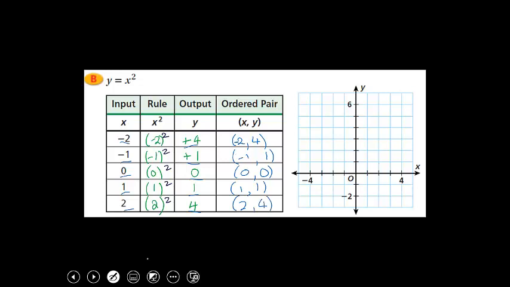Okay, let's graph it. Now, I made an error. This is actually negative 2, so pay attention to that. So our first one is going to be minus 2. So it's 2 to the left, and 4 is 4 up. 1, 2, 3, 4. Minus 1, 1 up. 0, 0 is in the center. 1 to the right, 1 up. 2 to the right, 4 up. And that is our equation.